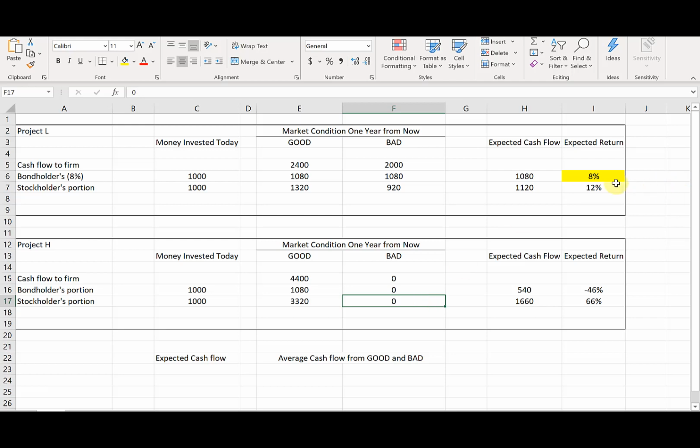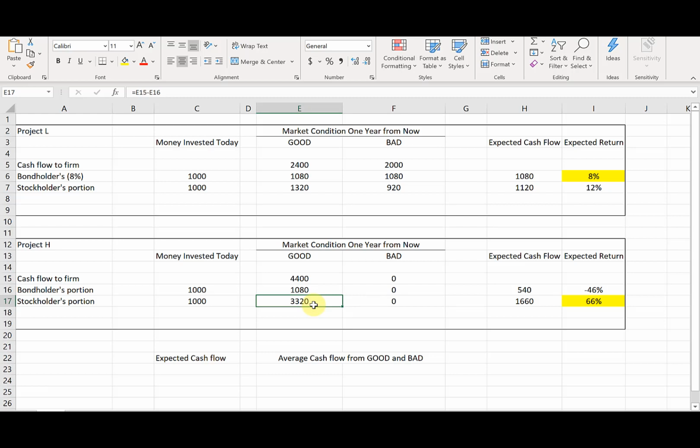So in a scenario like this, if you're looking between 12% and 66%, stockholders may prefer to take on Project H because they are looking at an average return of 66%. The potential scenario where they would not be making anything is overcompensated by the fact that if the scenario is good, the stockholders will make much more.